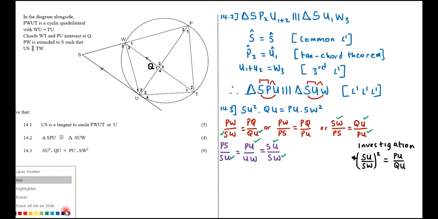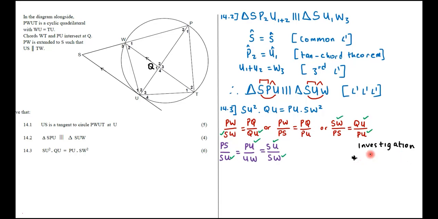So where do I find PU over QU? Here, but it's written the other way around, right? Basically, instead of having it as PU over QU, they had it as QU over PU. So let me go ahead and change this, and we're still doing the same thing, but I'm just going to write it as QU over PU since I see that.